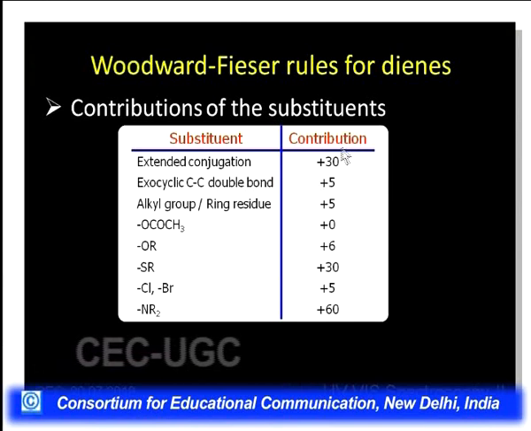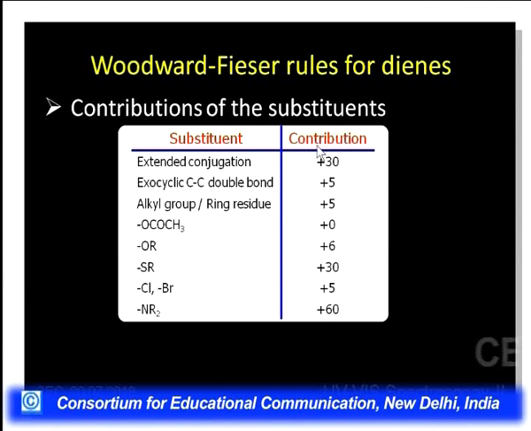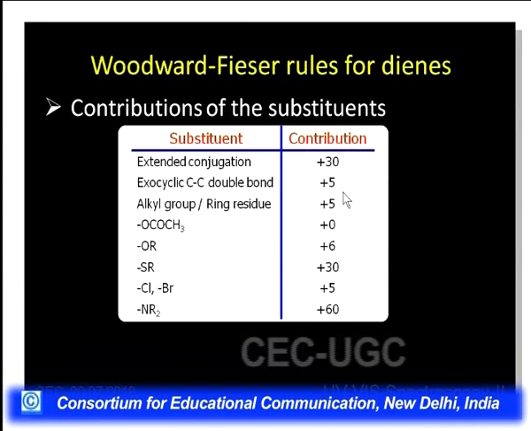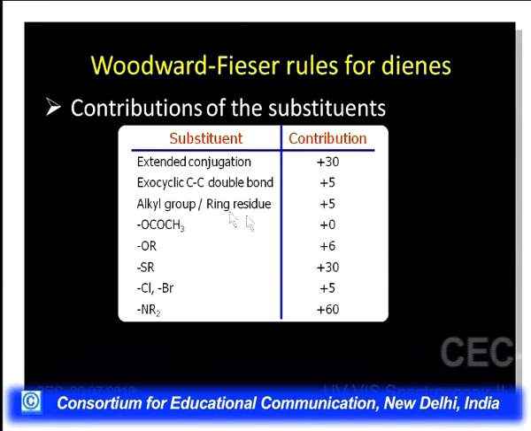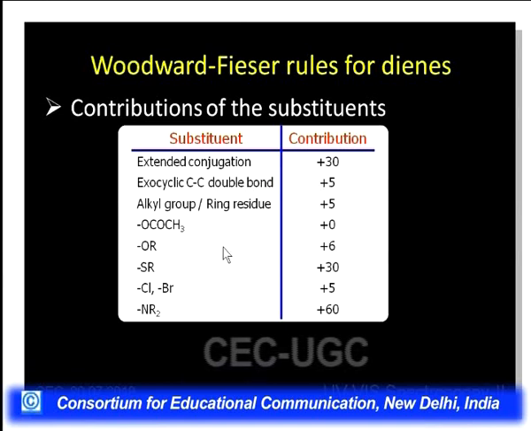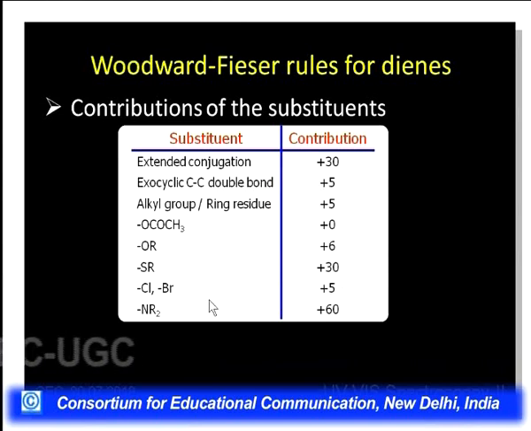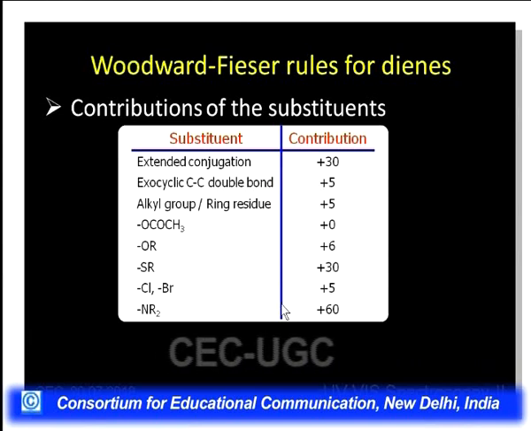Secondly, the contribution of substituents is very important here. For each kind of substituent there is a corresponding contribution. If there is an extension of conjugation, the contribution is about plus 30, as worked out on average. Exocyclic double bonds give a contribution of plus 5. Alkyl groups or ring residues again give plus 5. OCOCH3 adds nothing. An OR group gives plus 5, SR plus 30, and so on. This has been collated on the basis of the spectra of known molecules.